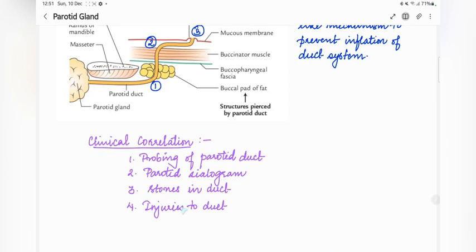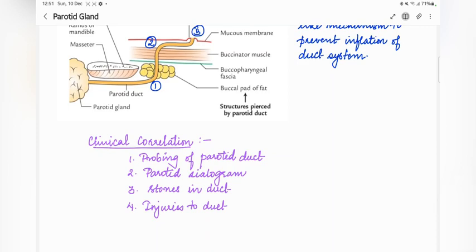Also, because the parotid duct is a superficial structure on the face, it can be injured during any injuries to the face, or it may be cut during surgical procedures that occur on the face. Also, there can be small stones or calculi that may form in the parotid gland and the duct, and these calculi can lodge in the distal portion of the gland and can be removed by splitting up the duct from its opening in the mouth.